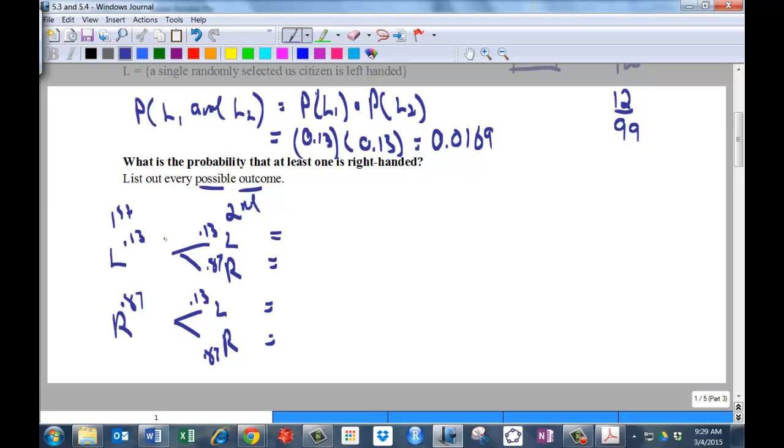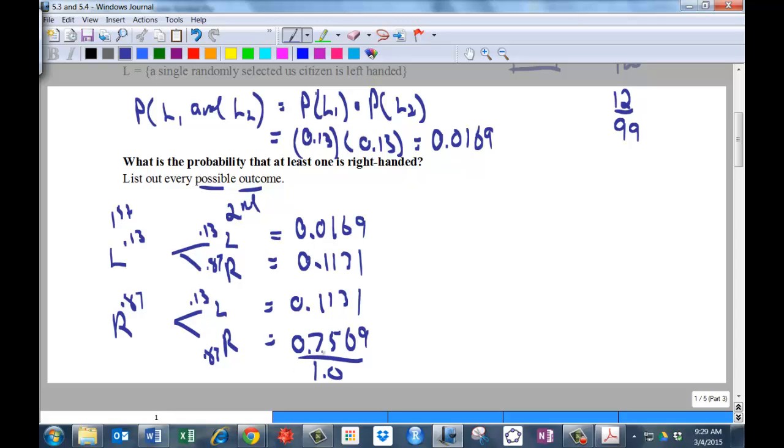So we multiply 0.13 times 0.13, 0.0169. 0.13 times 0.87 is 0.1131, 0.1131, and 0.7569. And notice this is the sample space. If you add this up, you get 1.